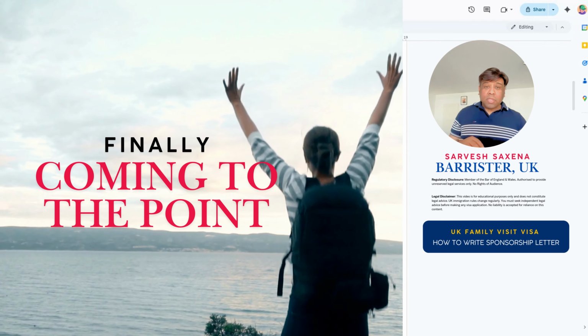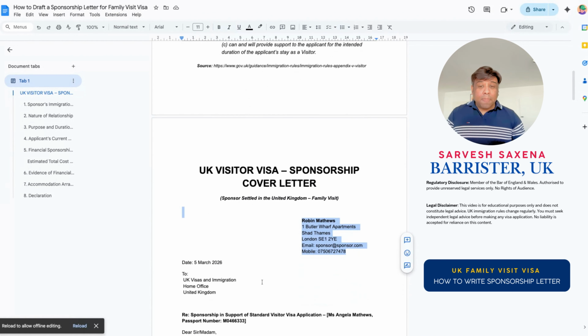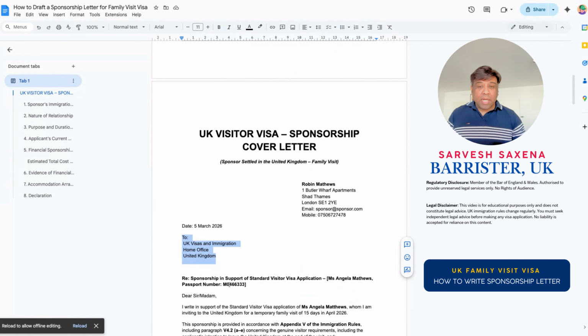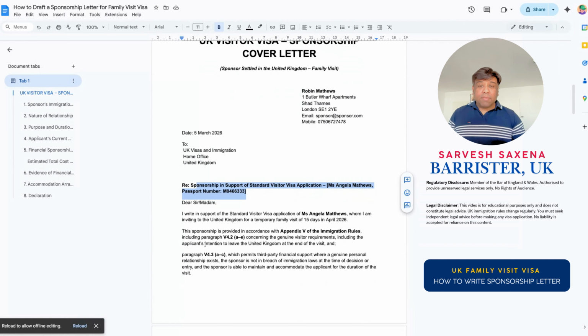First, on the right hand side, you will write your address, which is the sponsor's address, then the UKVI Home Office, then you have to date it, and then you write the subject: sponsorship in support of standard visitor visa application, Miss Angela Matthews, passport number so and so. Now, in the first paragraph, you will write, I write in support of the standard visitor visa application of Miss Angela Matthews, whom I'm inviting to the United Kingdom for a temporary family visit of 15 days. Now, let's stop here.